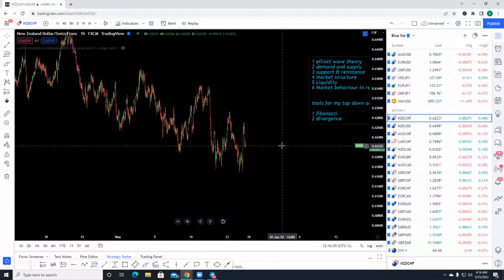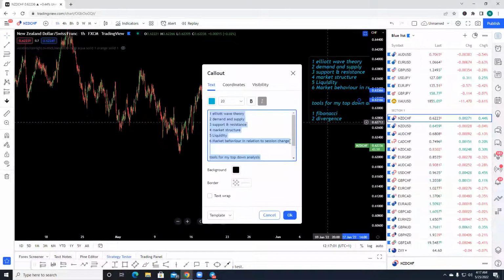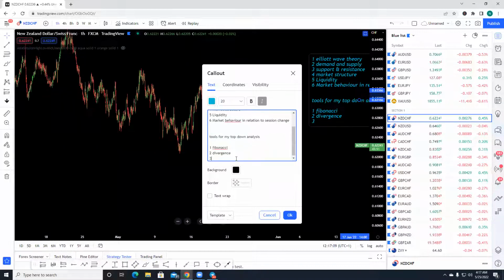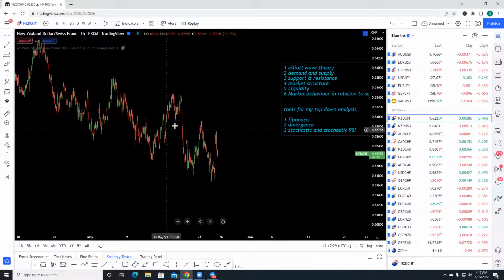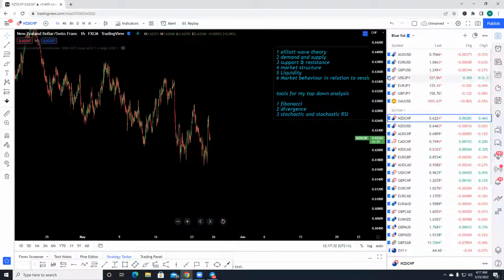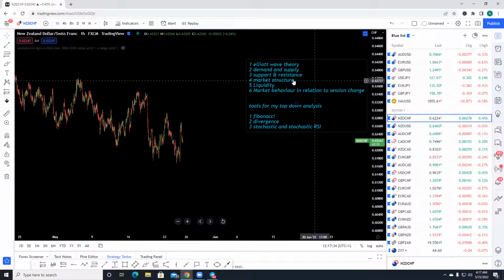So I have to include another tool, guys. Number three, I use stochastic and stochastic RSI. All right, these are the tools I use. Each of these has its own advantage.